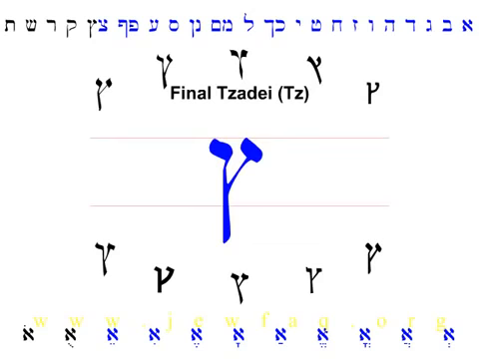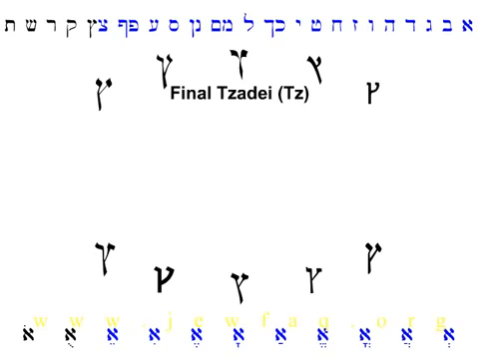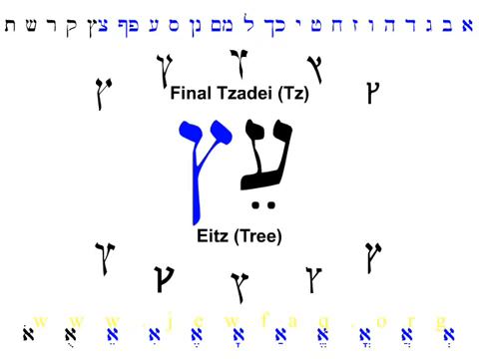Tzadeh also has a final form. Like most final forms, it extends below the baseline. Final tzadeh is the last letter in the word eitz, which means tree, as in the popular liturgical song Eitz Chaim, Tree of Life. Ayin, tzere, and final tzadeh, eitz.